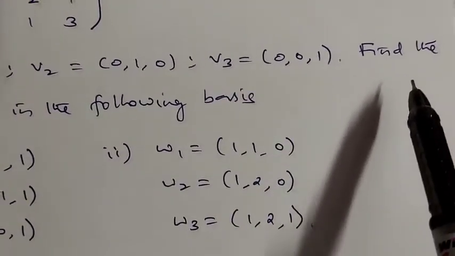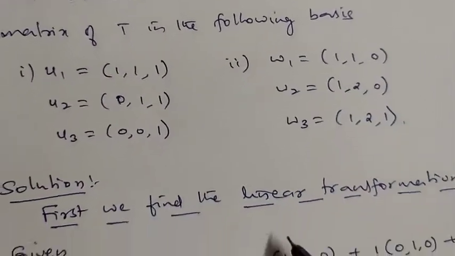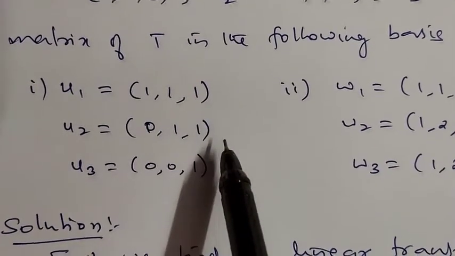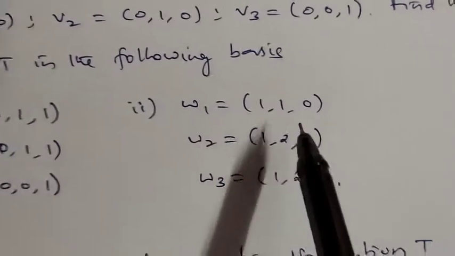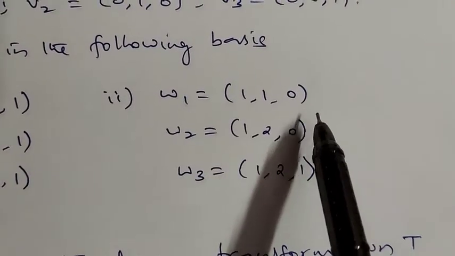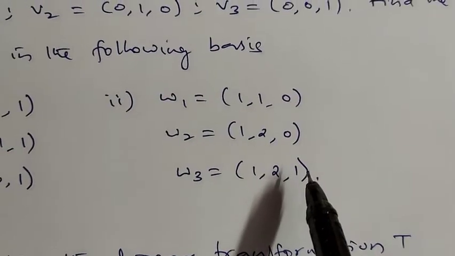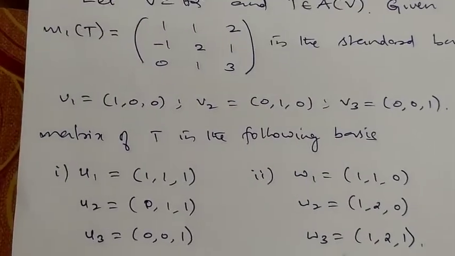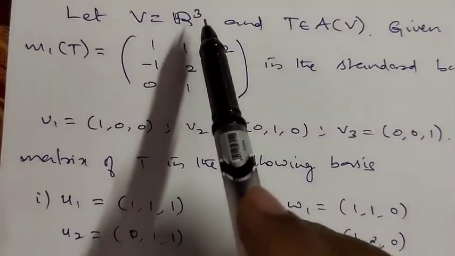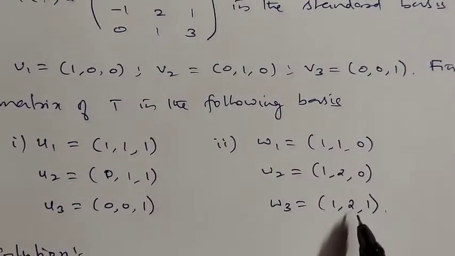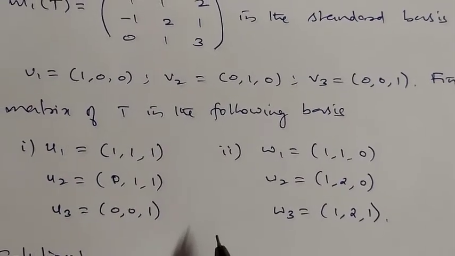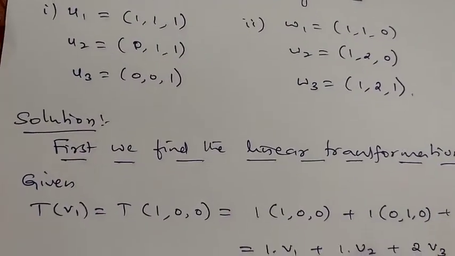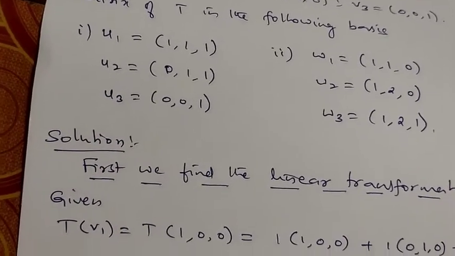Now we need to find the matrix of T in the following set of basis elements. The first set of basis elements I have taken to be 1 1 1, 0 1 1, 0 0 1. The next set of basis elements is 1 1 0, 1 2 0, 1 2 1. So from this example it can be seen that there are three different sets of basis elements for R3, but note that all the bases contain the same number of elements, which is 3. Likewise, there may be more than 3 sets, or any number of bases, for a vector space.